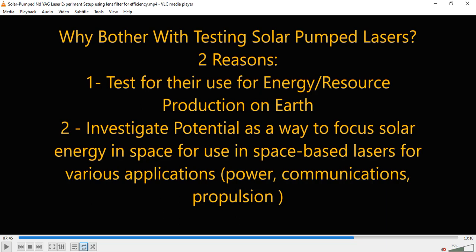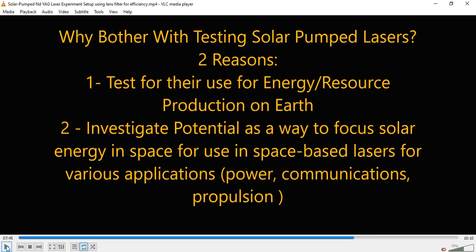Power, communications, laser-based communications are something that is being actively explored, but also propulsion. Laser propulsion of spacecraft, solar sail spacecraft, is something which I'm interested in, in the case of how to propel, say, a graphene solar sail, something that is fairly temperature resistant. Graphene can be raised to very high temperatures, but it's also very light, so it can be propelled through space. So, the test for use as energy resource production on Earth.